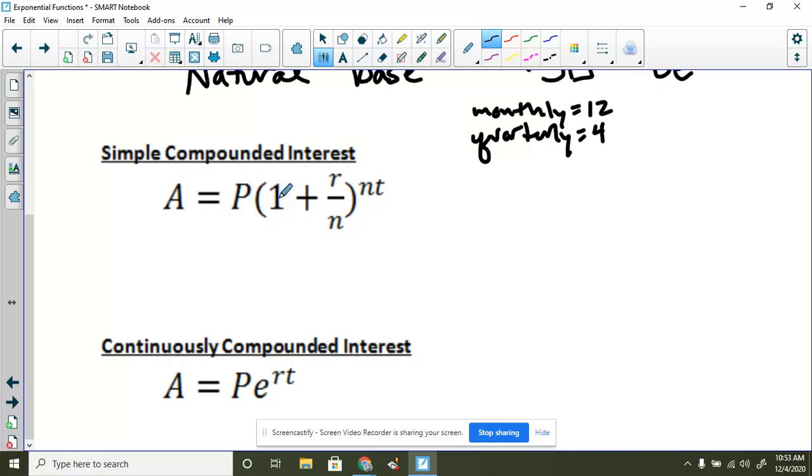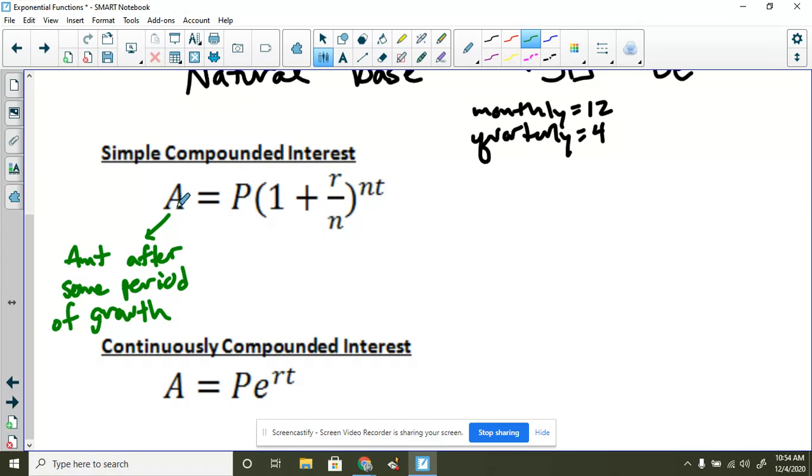All right. But all of these variables here represent something. So let's talk about it real quick. A is, sometimes people will say this stands for the account balance, but what I'm going to refer to this as is the amount after some period of growth. Okay. A lot of people like to say this is the account balance, which is fine. I'm going to say that it's the amount, meaning money, after some period of growth.